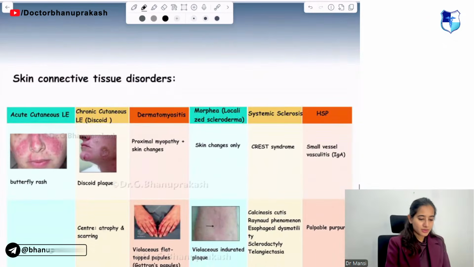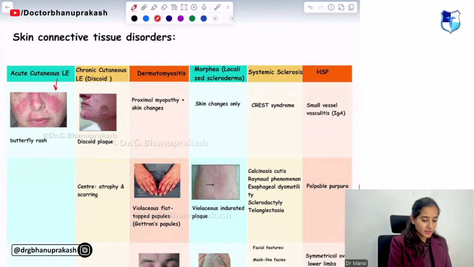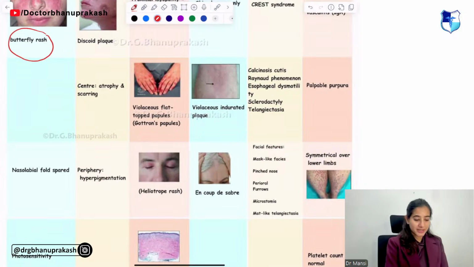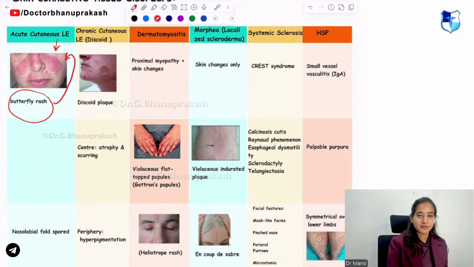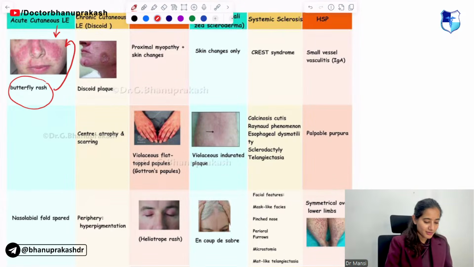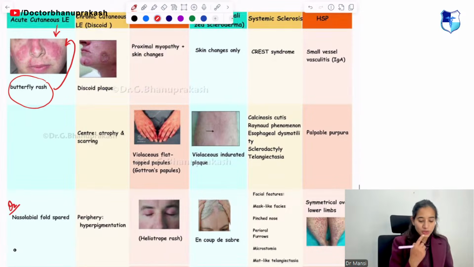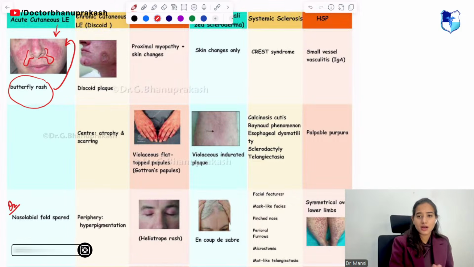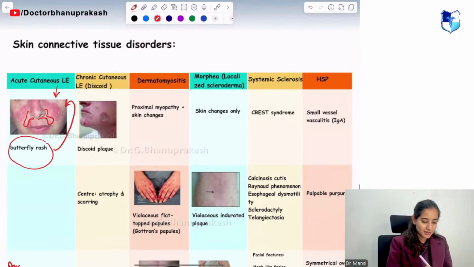Then we move to the connective tissue disorders. Acute cutaneous lupus erythematosus, there is a butterfly rash. I would just ask you to stick to the keywords right now. Butterfly rash, you can see, because it appears like a butterfly. The two wings are there on the malar area. And very important in this condition, the nasolabial folds are spared. So you can see the nasolabial folds are not involved. That's important. Photosensitivity is always there in this as well.